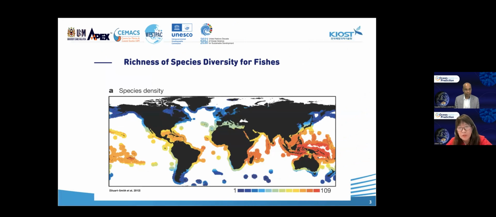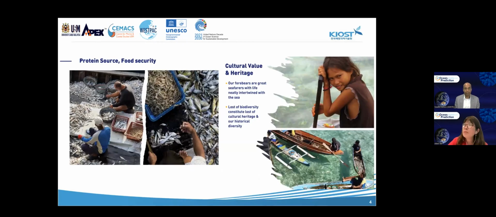Of course, first it would be the richness of species diversity. In this slide, I'm showing the diversity of fishes. You can see that the highlight of the high diversity is mainly concentrated in the Western Pacific and also maybe the marginal seas. And of course, ocean health: what does the ocean provide us when we say the ocean is healthy? It will most probably be linked to protein source, food security, and also not forgetting that ocean health has a high cultural value as well as our heritage.